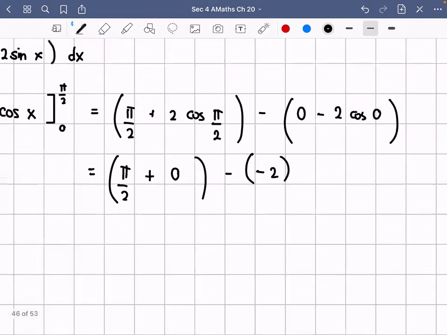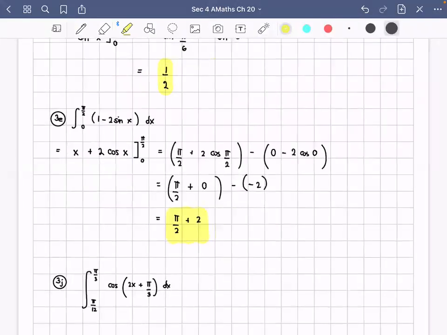Okay, so what's our answer here? Our answer here is pi over 2 plus 2. Okay, so that's your answer for 3. Do you have any question, class?